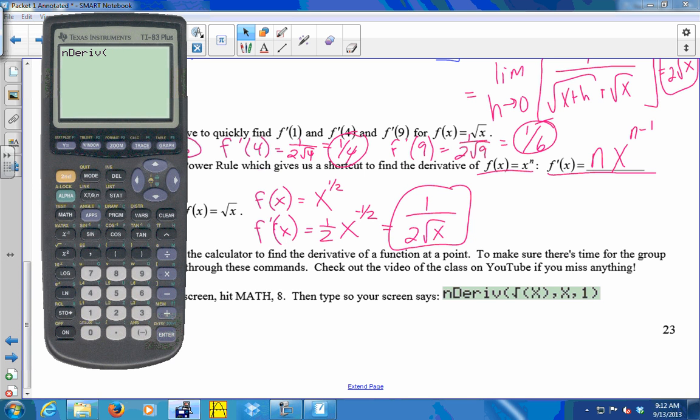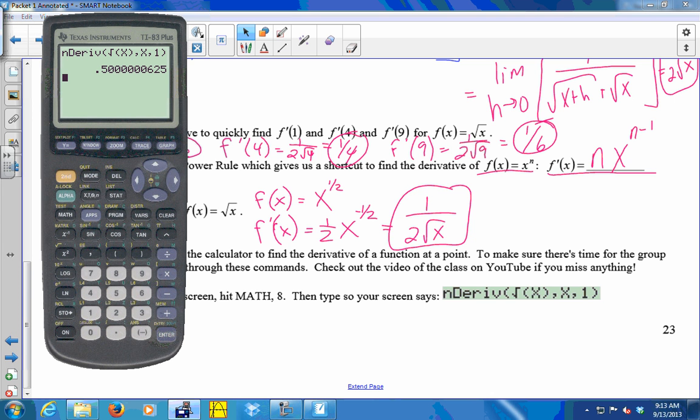And then the syntax for using nderiv is going to be function, and then you have to put x because you're just saying x is the variable, and then you put the value that you want to evaluate at. So I'm going to type square root x, comma, then x, just saying x is the independent variable, then comma 1. And when I press enter, this should tell me f prime of 1 is a half because we already calculated that.